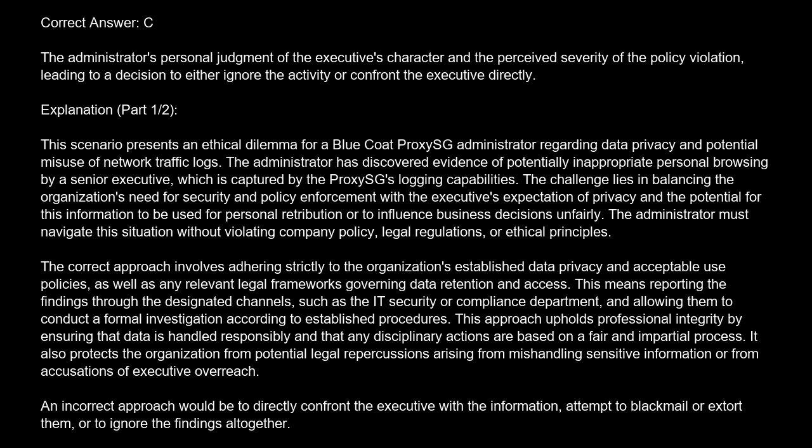It also protects the organization from potential legal repercussions arising from mishandling sensitive information or from accusations of executive overreach. An incorrect approach would be to directly confront the executive with the information, attempt to blackmail or extort them, or to ignore the findings altogether.